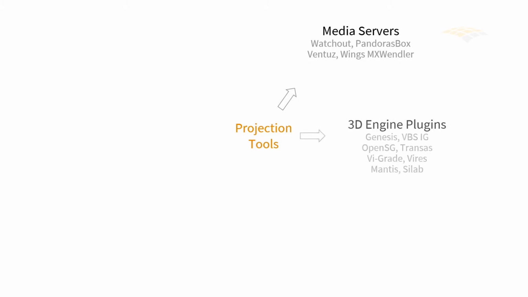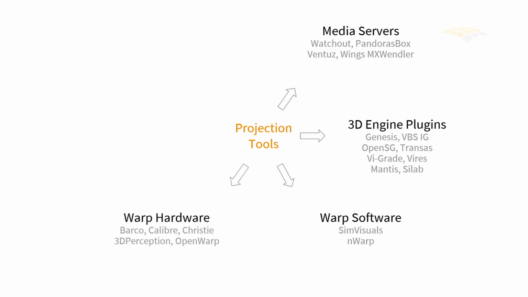The generated data can be exported to media servers like Watchout, Pandora's Box, Ventus, Wings or MX Wendler, to 3D engines like Genesis, VBSIG, OpenSG, Transas, VIGrade, Viris, Mantis or Zlab, to warp software like SimVisuals or nWarp, to warp hardware from Barco, Calibre, Christie or 3D Perception, as well as OpenWarp.